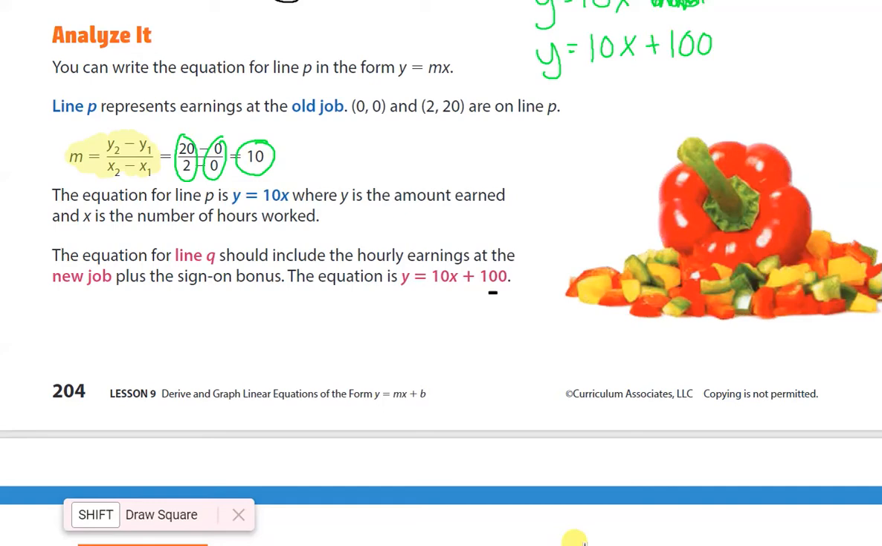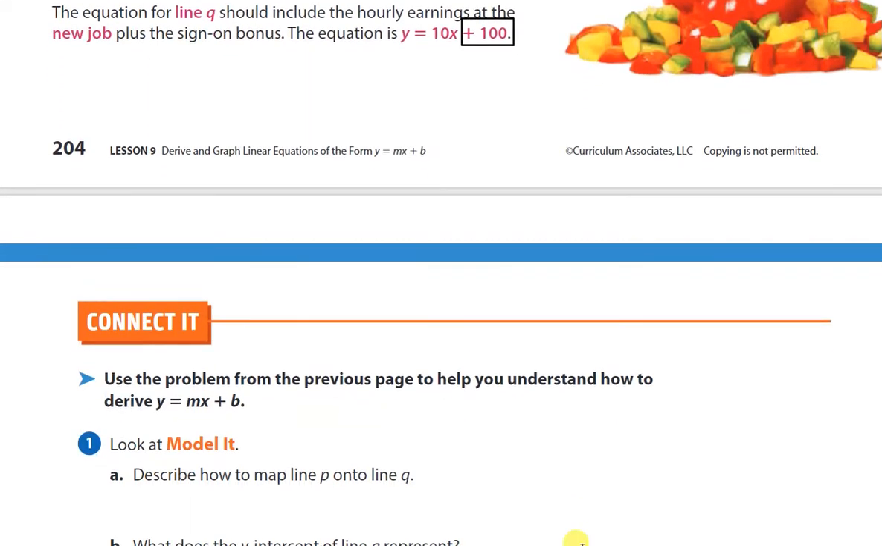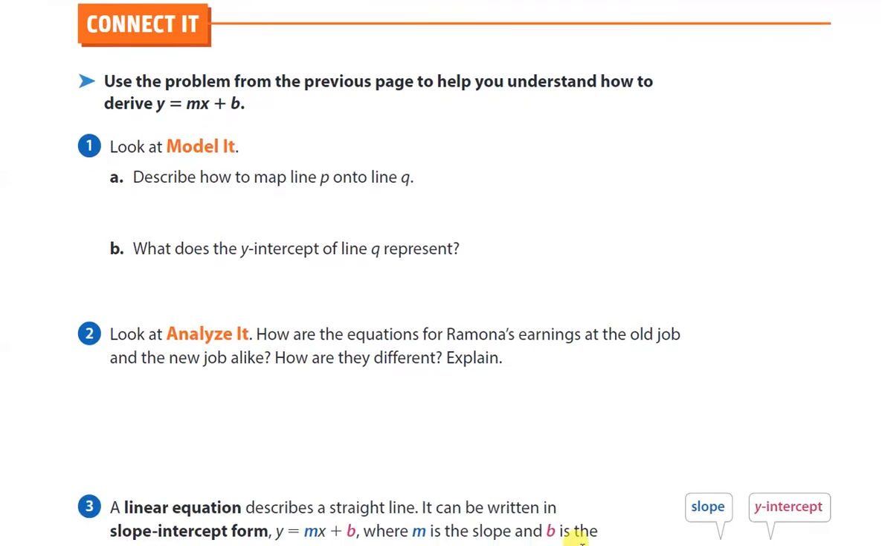Ooh, how did I get a square? What did I click on? Let's use the square. There we go. Rectangle. It's a rectangle. Okay.